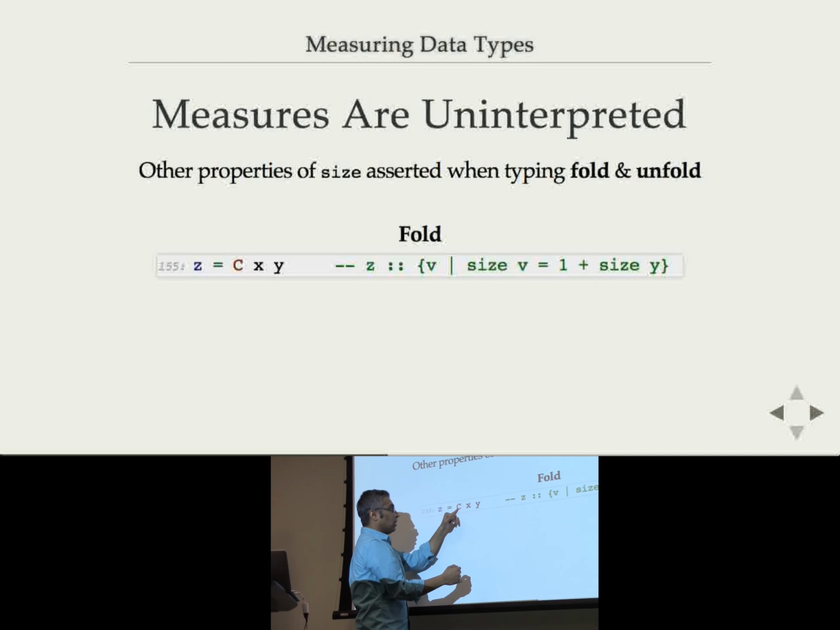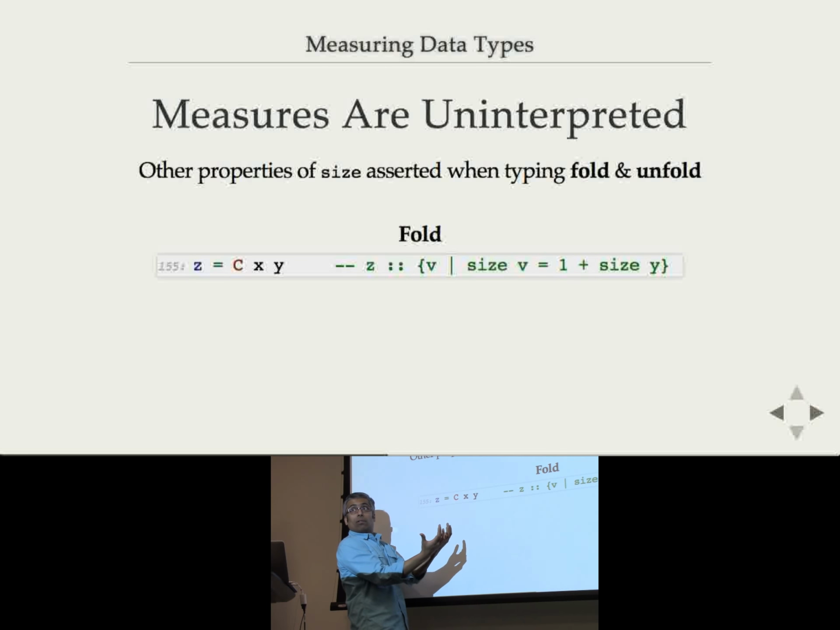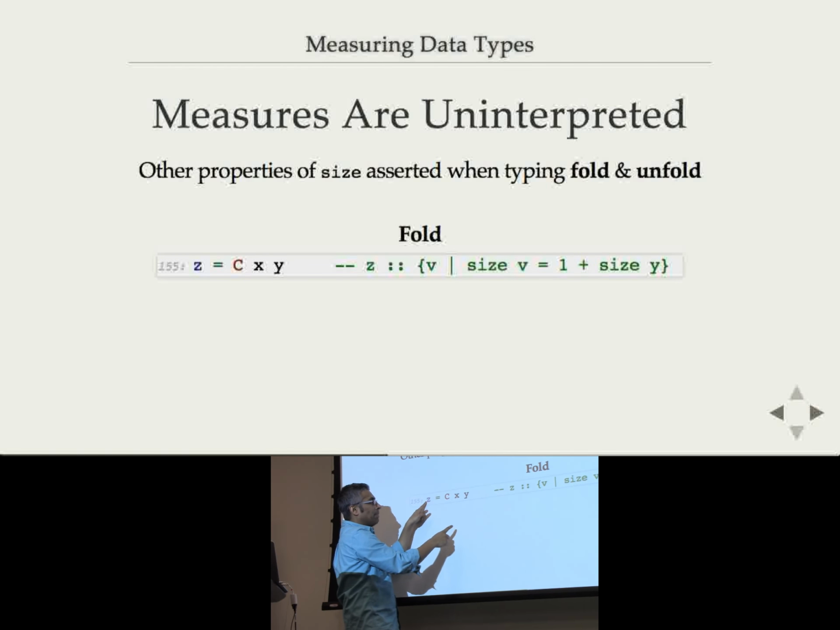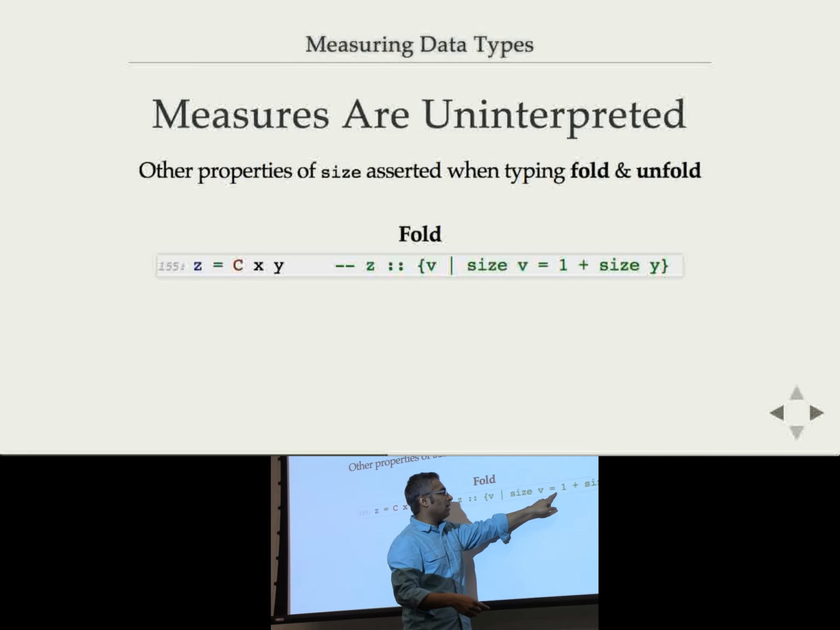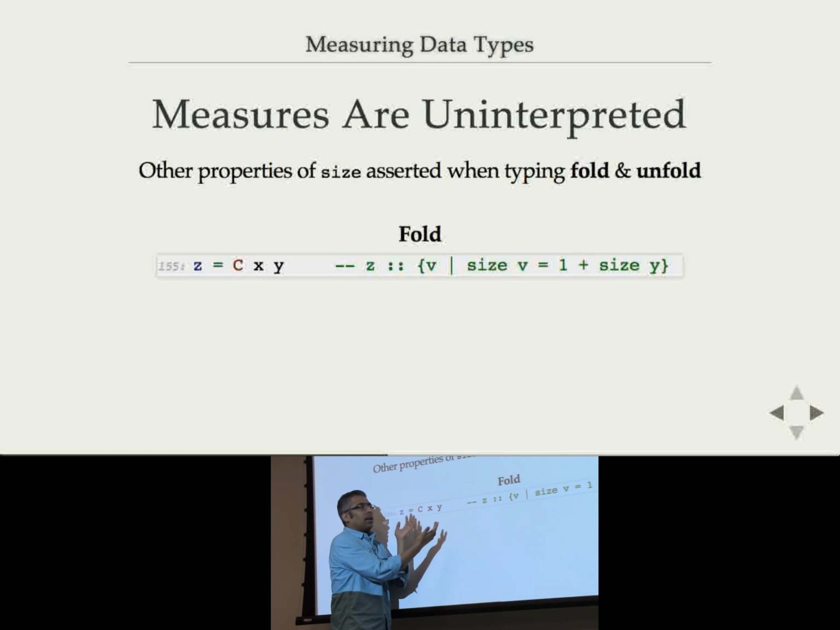So when I say C cons of x and y, because I've turned the data constructor into a function, and I've given that function the type that says that its output has size 1 greater than the size of y, I know that the type of z is size v, which is equal to 1 plus size of y. It's just a function call. I'm just inlining the type.